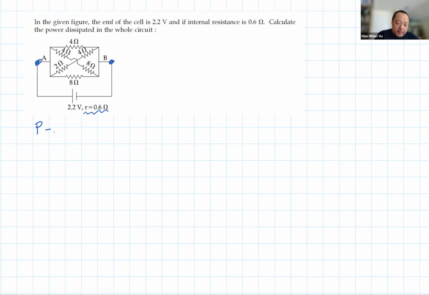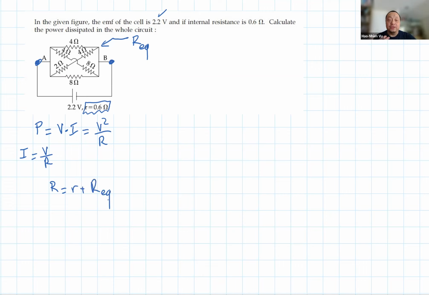Well, power P is given by V times I, and I is given by Ohm's law, is V over R. So you plug it in here, you get V times V over R, or V squared over R. Well, V is given. So really, we're only looking for R. Well, what you have is a small r inside the battery in series with whatever massive configuration is between A and B. So let me just call all of this R subscript EQ for equivalent. Then R is equal to real r plus R EQ. So all we need to find is R EQ, and we plug everything in and we're in business.